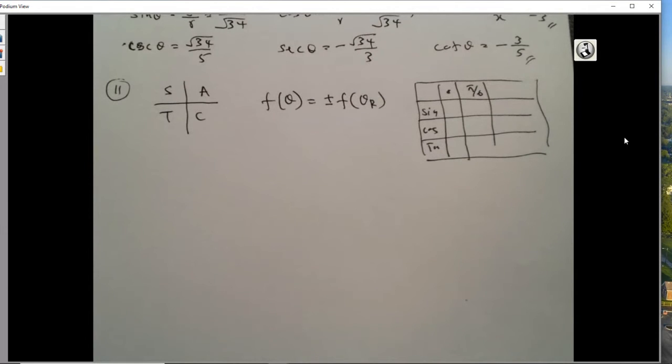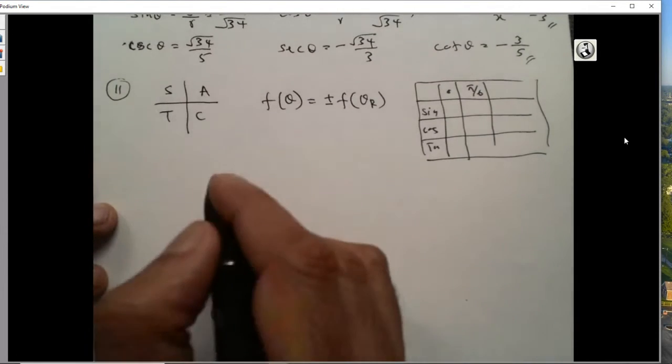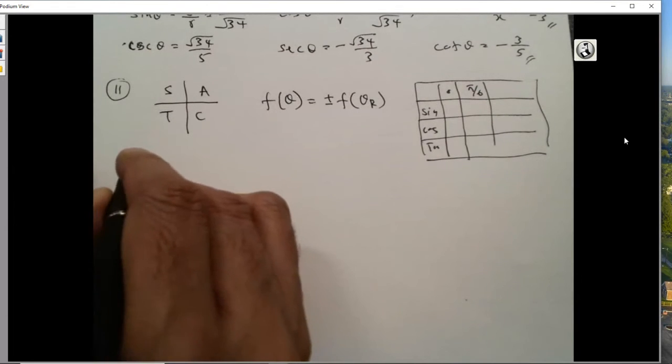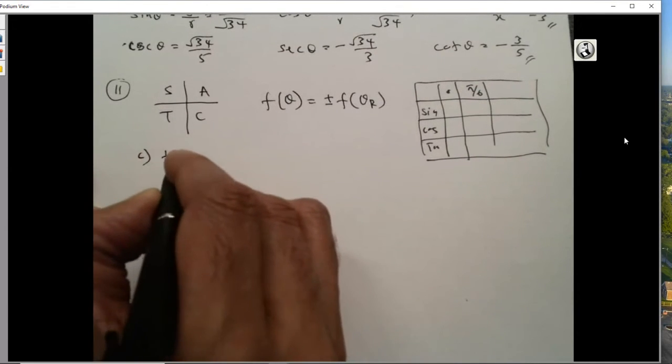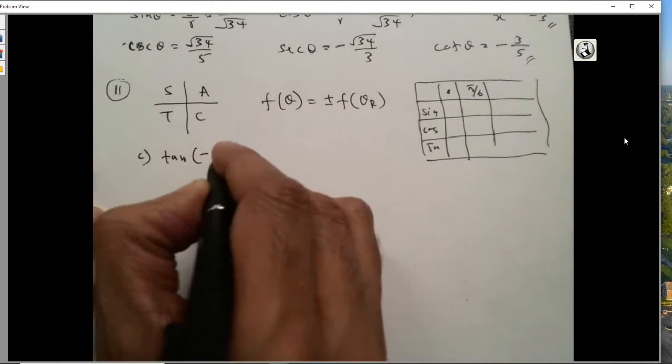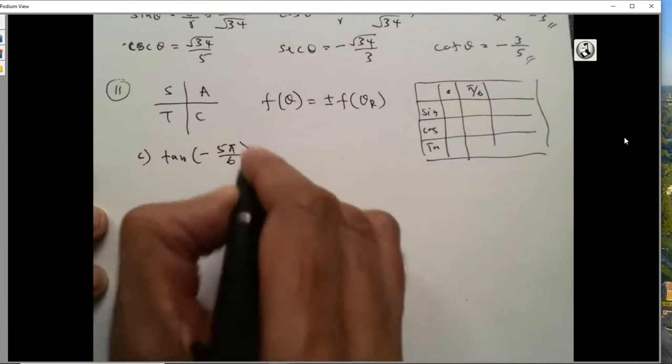That's it. If you know those 3, you can find any trig function. That's the benefit. So let's do 1. I'll do 2 actually. I'm going to go with tan. Tan -5 pi over 6.